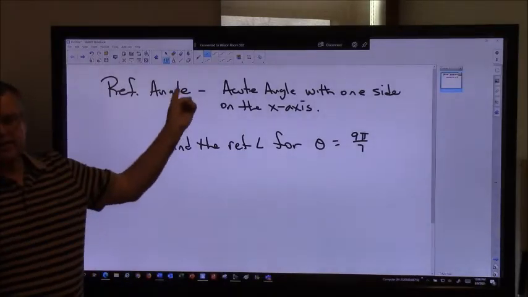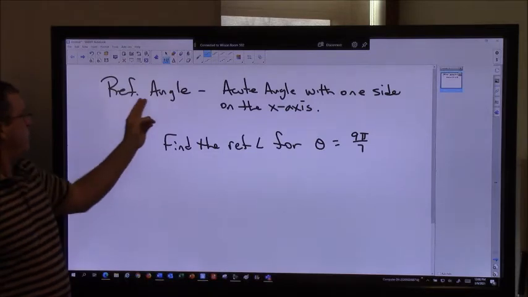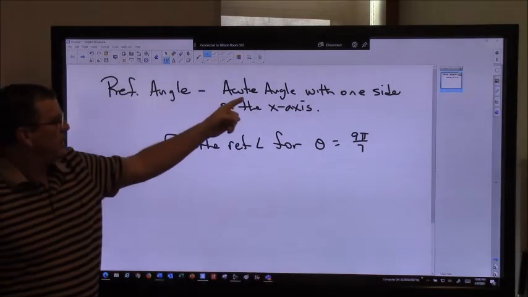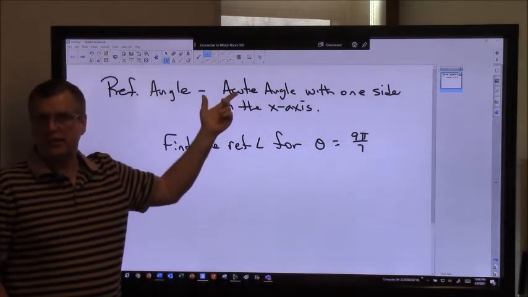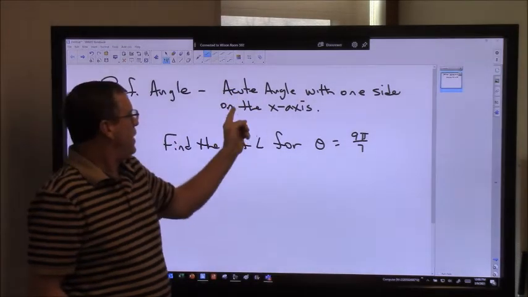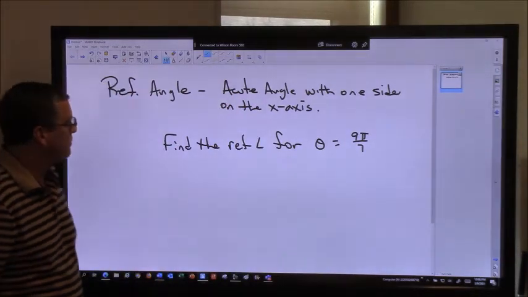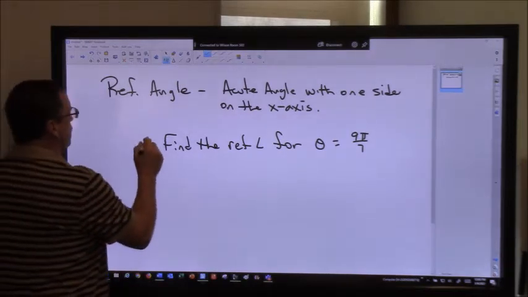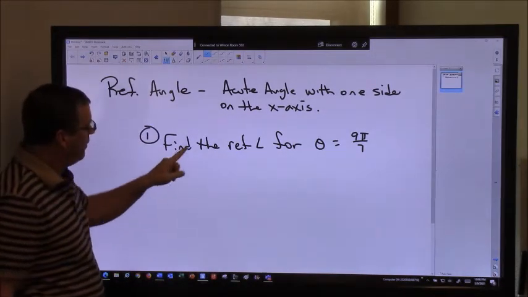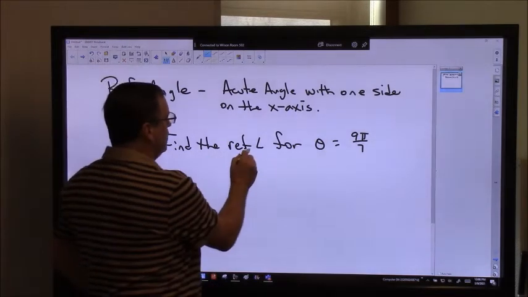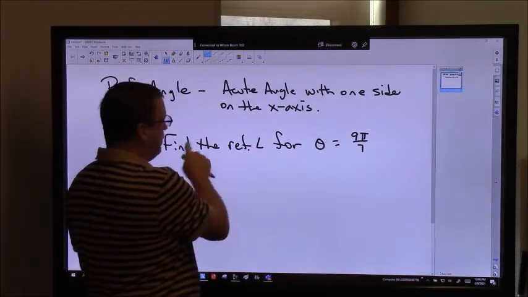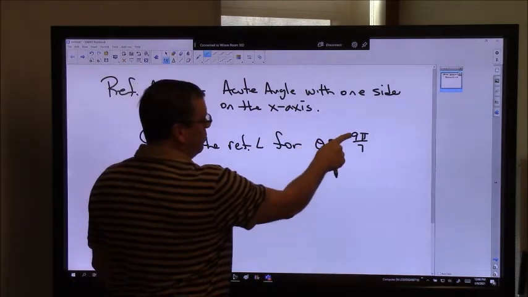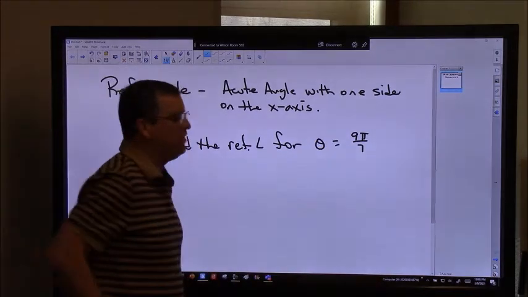So we had talked yesterday about this idea of a reference angle. It's an acute angle, which means less than 90, with one side on the x-axis. Okay? So what I want you guys to do, this will be our first problem here. I want you to find the reference angle. That's just my angle symbol. Find the reference angle for theta equals 9 pi over 7.